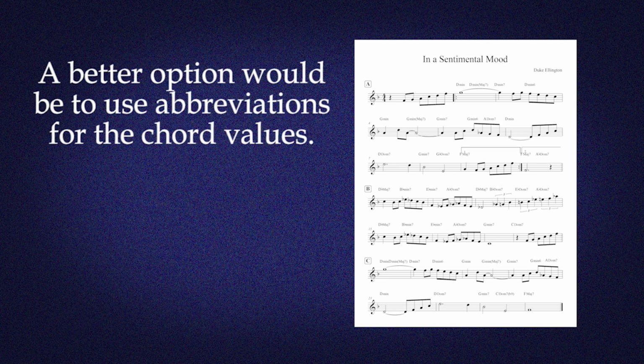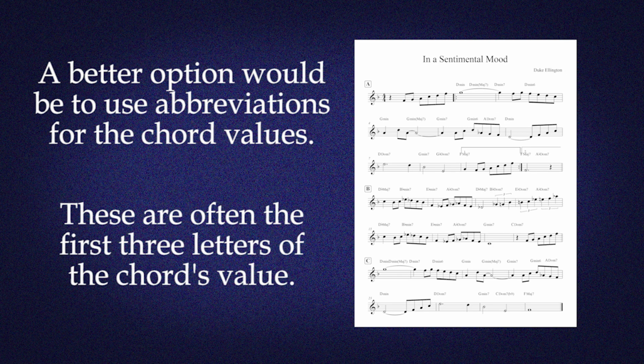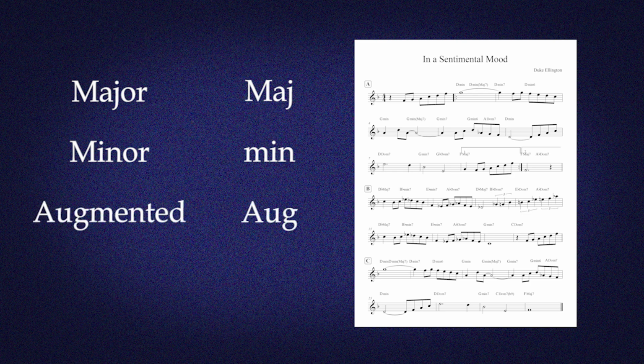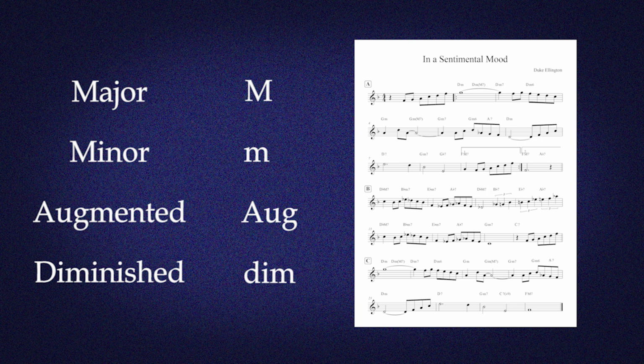A better option would be to use an abbreviation for the value of the chord. These are often just the first 3 letters of the chord's value: M-A-J for major, M-I-N for minor, A-U-G for augmented, and D-I-M for diminished. Sometimes these abbreviations are even shortened to just the first letter of the chord's value, although this is only commonly done with a capital M to signify major and a lowercase m to signify minor.